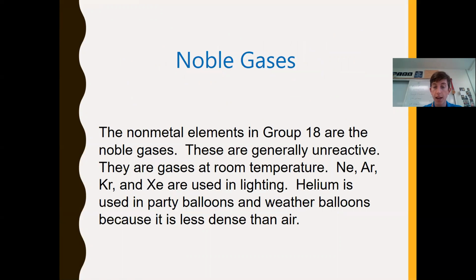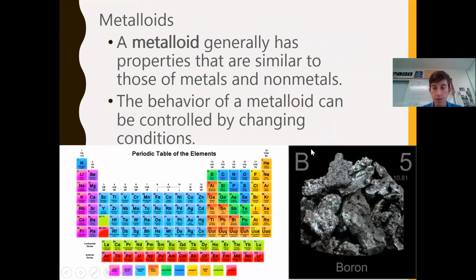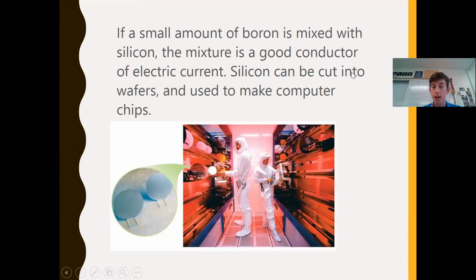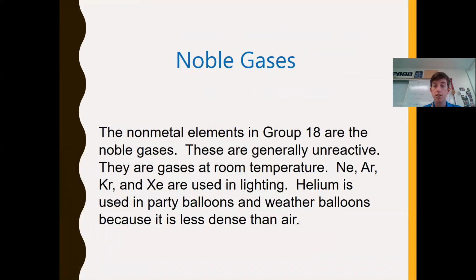Noble gases are group 18. So when we go back here, over here, group 18, helium, neon, argon, krypton, xenon, radon. Those are your noble gases. They are generally unreactive and gases at room temperature. They're used in neon lights. Now they're all called neon lights, but that's sort of like Kleenex, you know. They had a neon light, then they started using the other noble gases, and they just all were called neon lights. But helium obviously is used in party balloons and weather balloons. It's less dense, so it floats.